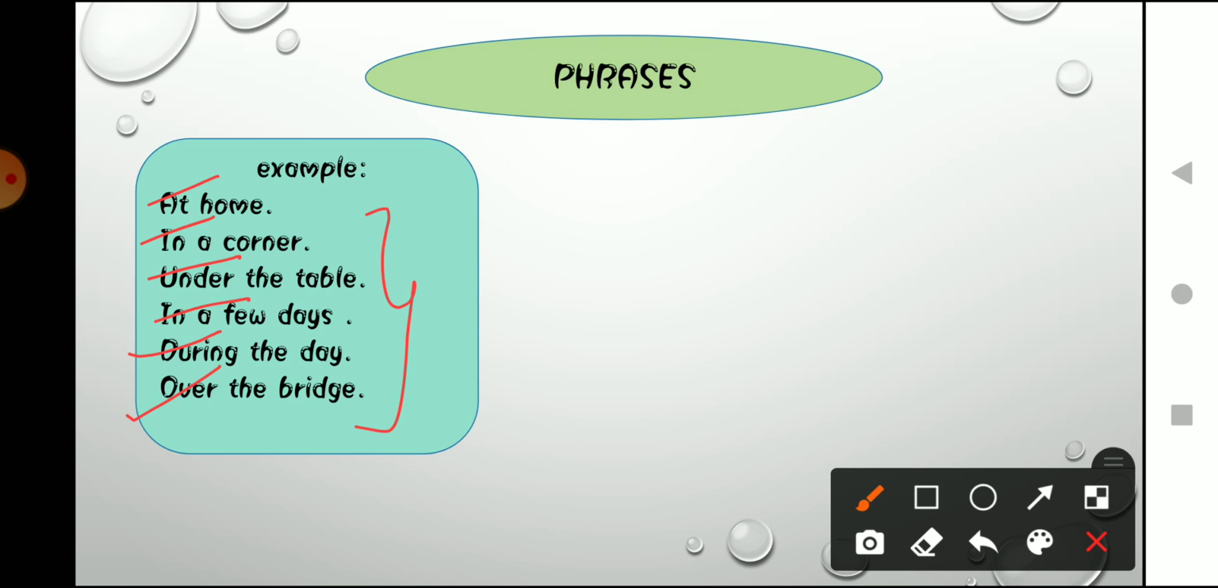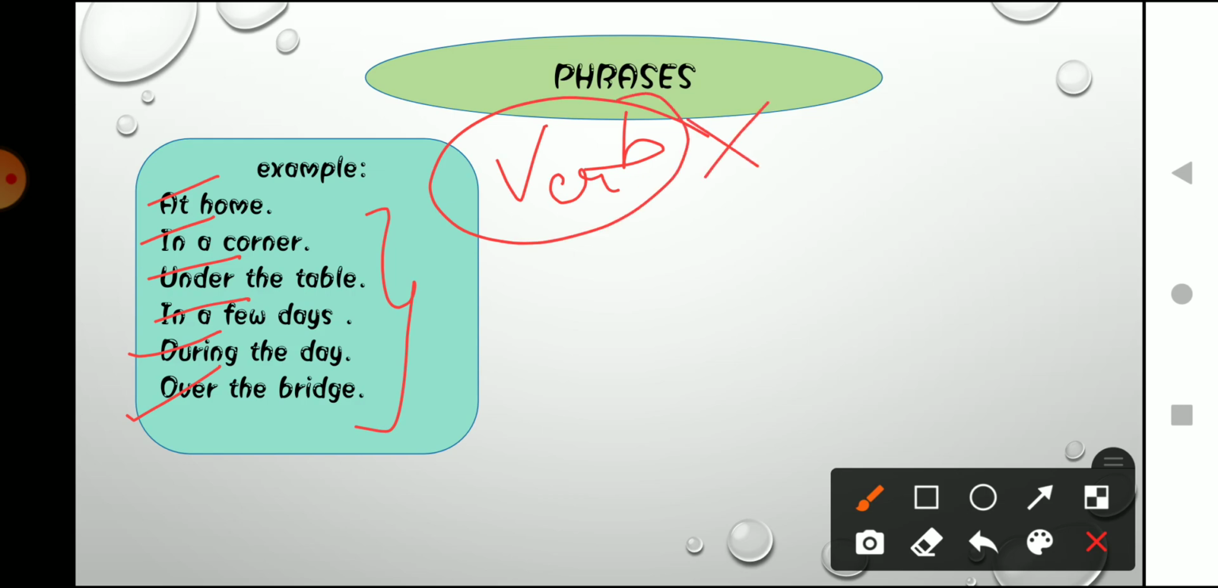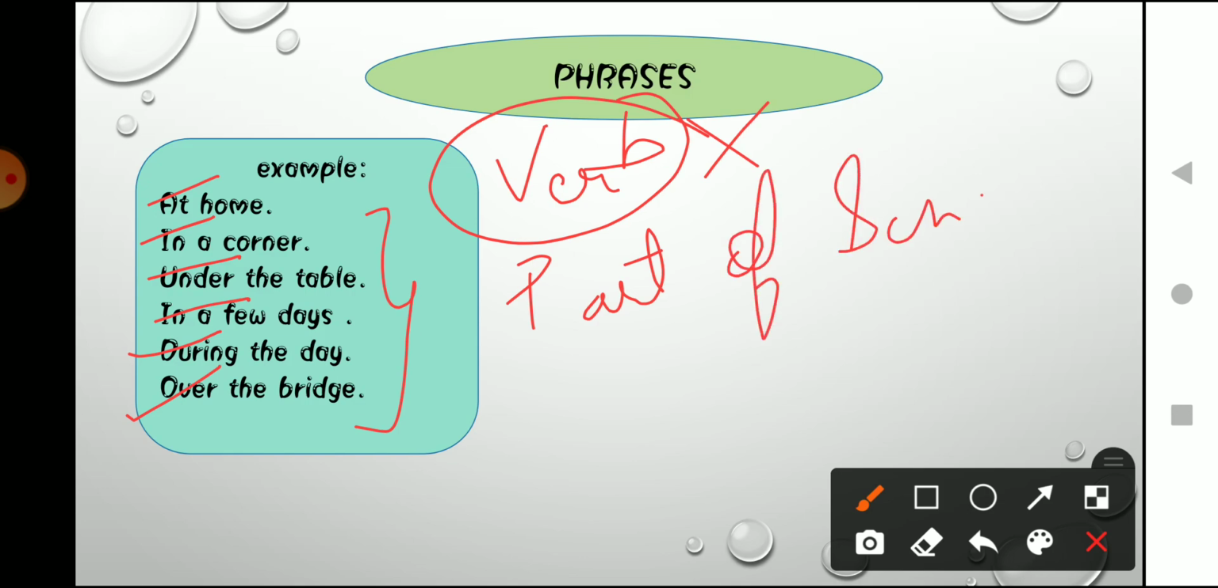But are these sentences? No. Why? Because they don't have a verb in them. It only has a subject, or you can say phrases are part of a sentence. It's a part of a sentence. It is not a sentence. And phrases basically have meaning in them. They contain meaning, but they don't make full sense.